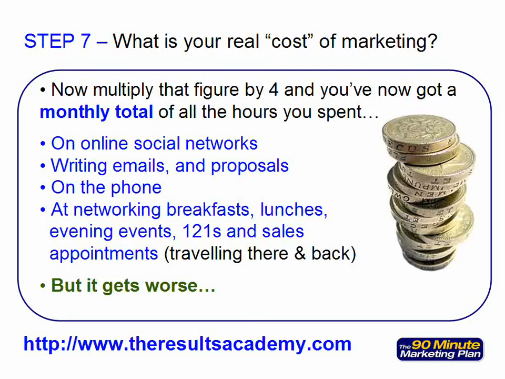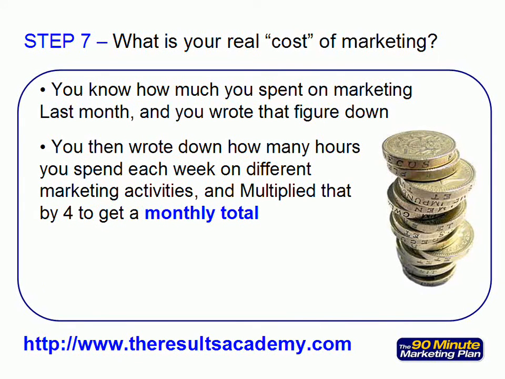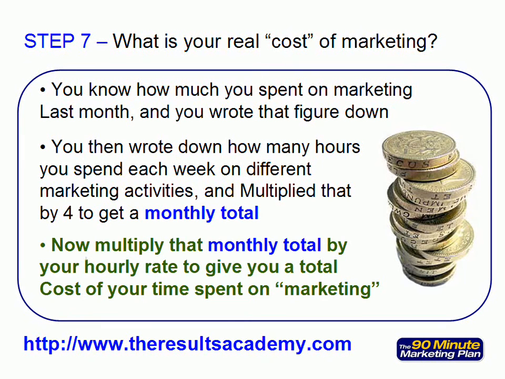But it gets worse. You now know how much you spent on marketing last month and you wrote that figure down. You then wrote down how many hours you spend each week on different marketing activities personally and multiplied that by 4 to get a monthly total. Now multiply the monthly total by your hourly rate, or perhaps it's another member of your team. Multiply it by their hourly rate to give you a total cost of your time or their time spent on marketing, or perhaps the opportunity cost.